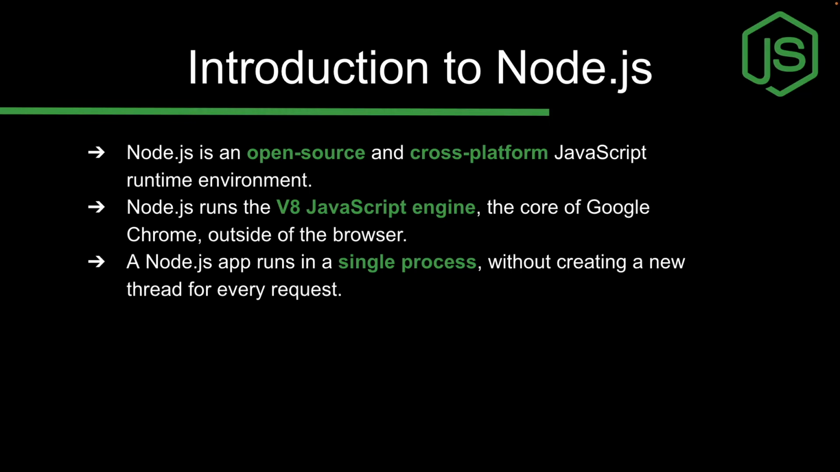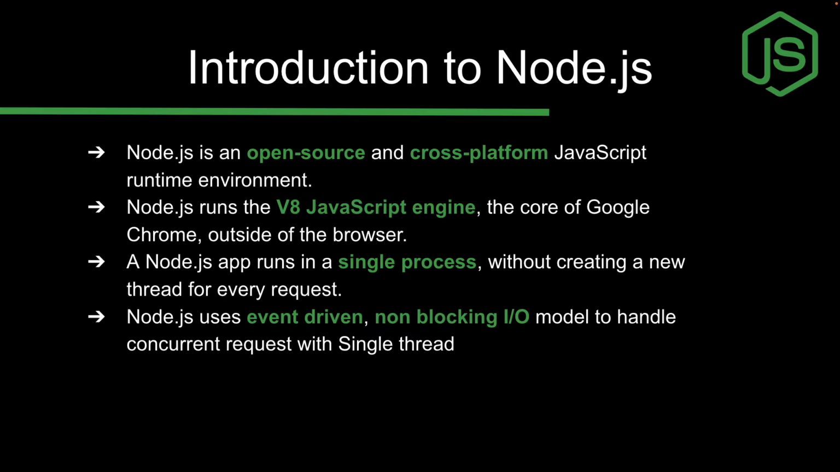When Node.js performs any input-output operation, like reading from a network, accessing a database or a file system, instead of blocking the thread and wasting CPU cycles, Node.js will use a callback function. Node.js uses an event-driven, non-blocking input-output model to handle concurrent requests with a single thread.